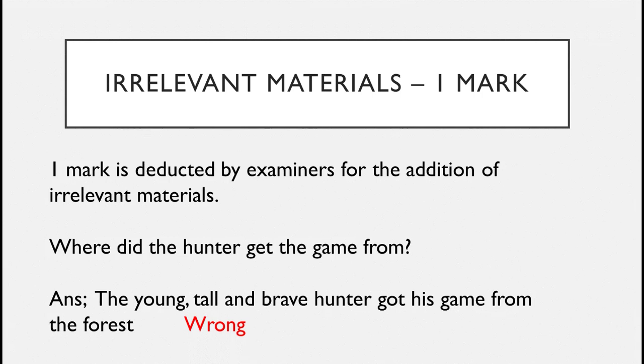If you were asked to state in one sentence where the hunter got his game from, you don't write something like this: The young, tall, and brave hunter got his game from the forest. Instead, you write, the hunter got his game from the forest. Using adjectives to qualify who the hunter was in the first and wrong answer was unnecessary. 1 mark will be deducted for presenting answers this way. The focus of the question is on where the hunter got his game from, not how the hunter looked.